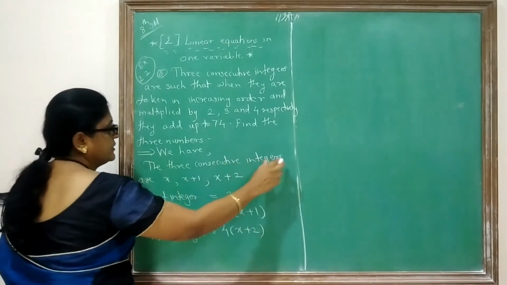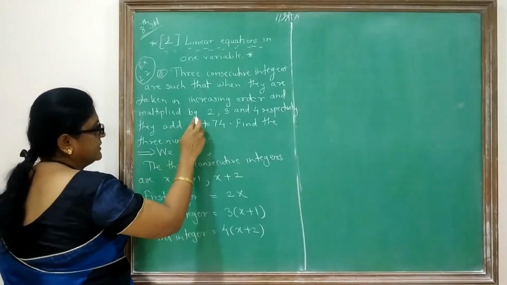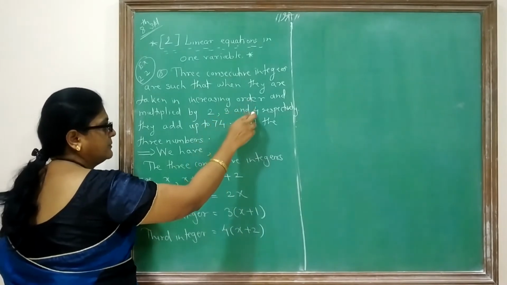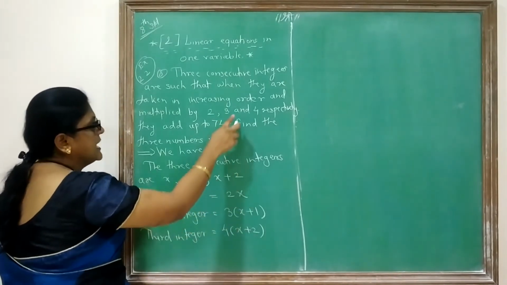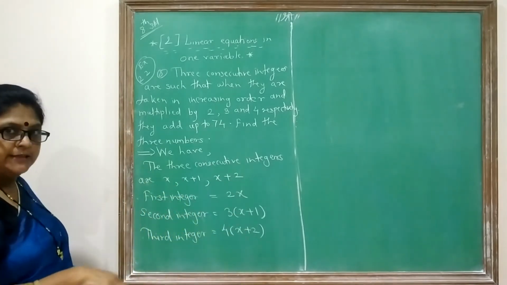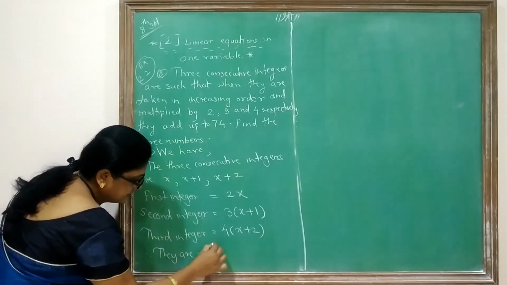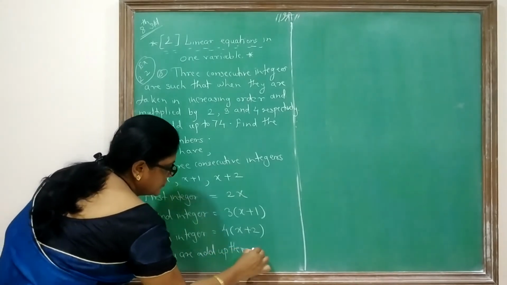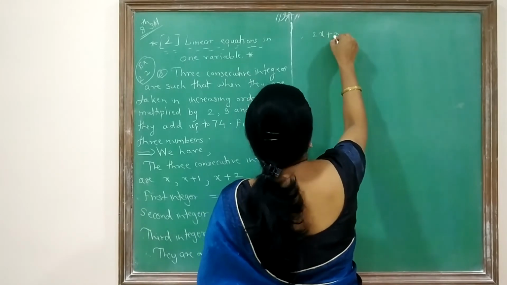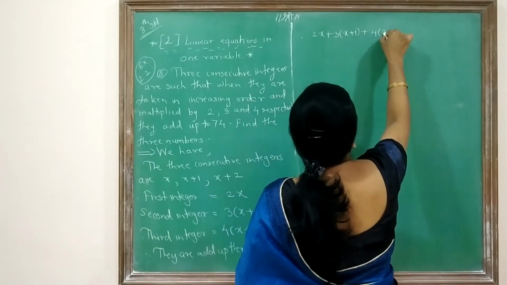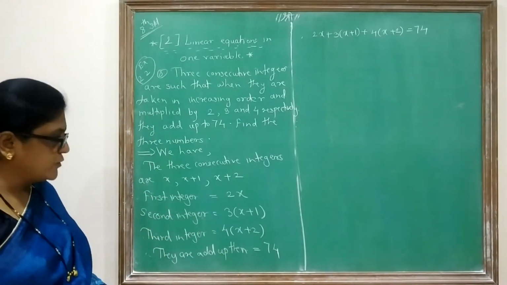Again you will see, these are your consecutive numbers x, x plus 1 and x plus 2. And in your example, they are multiplied by 2, 3 and 4. The first integer you will multiply by 2, the second integer by 3, and the third integer by 4. And when they add up, you will get 74. Then you will add, that is 2x plus 3 into x plus 1 plus 4 into x plus 2 equal to 74.